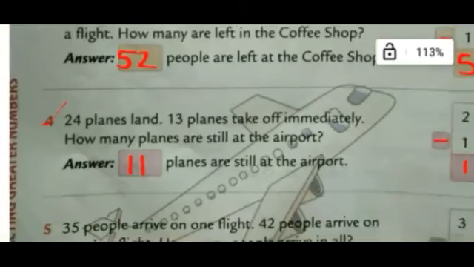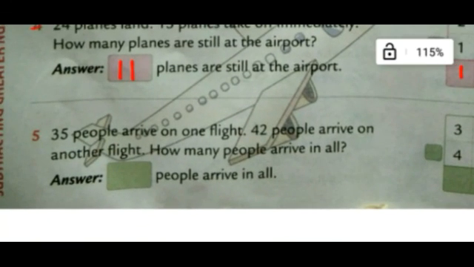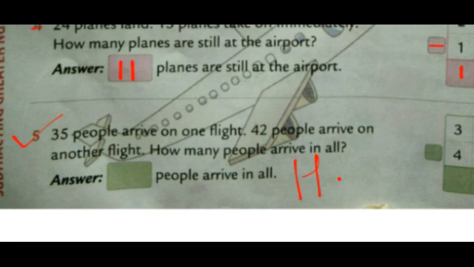Okay, so this is the way how you have to read the question, and then you have to find out whether you have to add or subtract, and then you have to solve it. So I would like you all to try. This last one is homework.